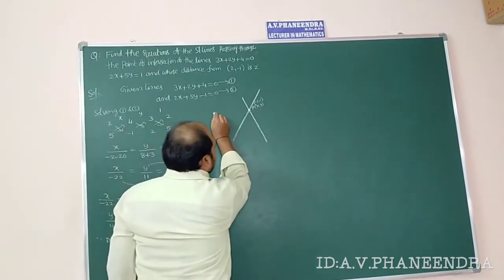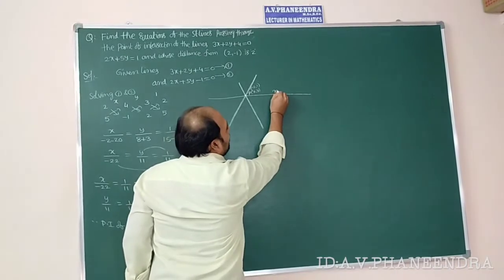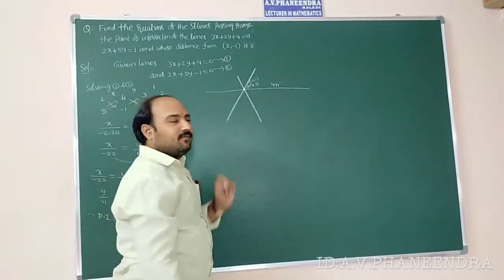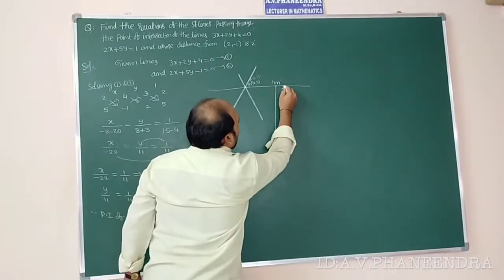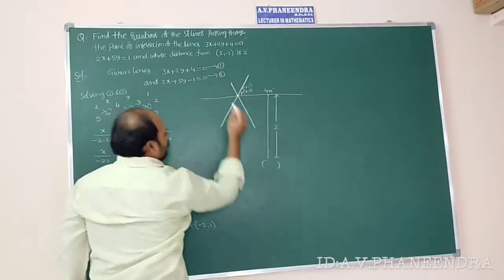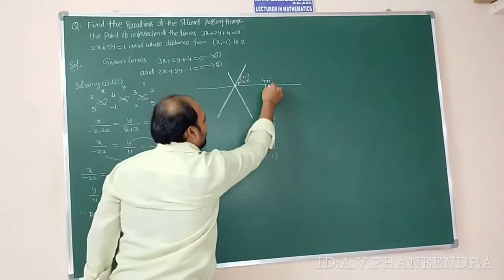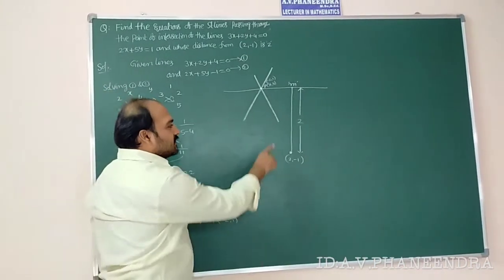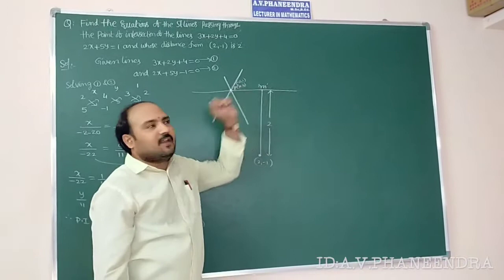That means this is the line passing through minus 2 comma 1, and I am assuming that its slope is m, and this line is at a distance of 2 units from the given point 2 comma minus 1. From here to here the distance is 2 units, as already given. Distance in geometry means the perpendicular distance from this point to the line.